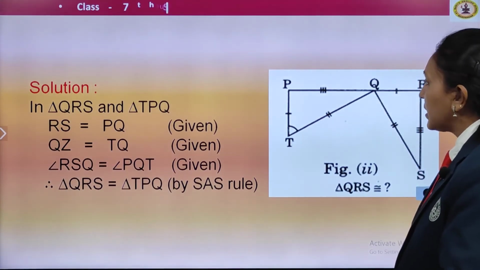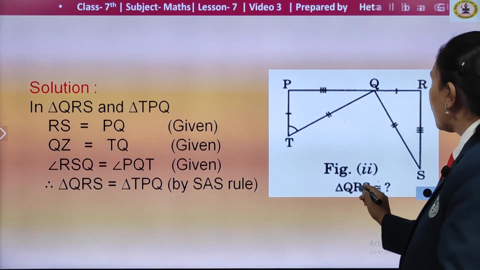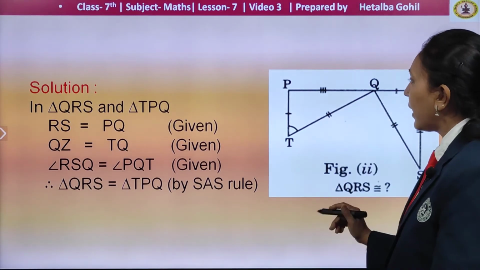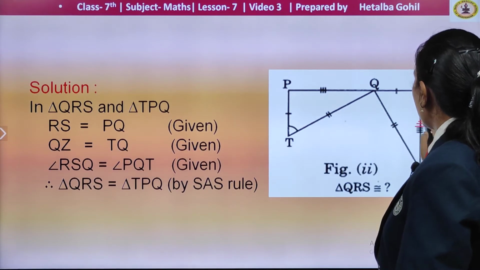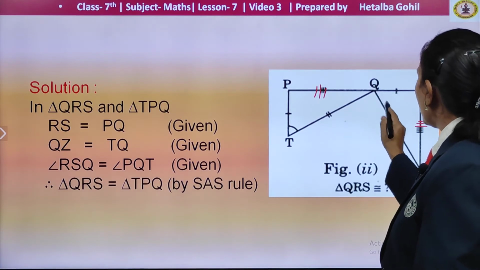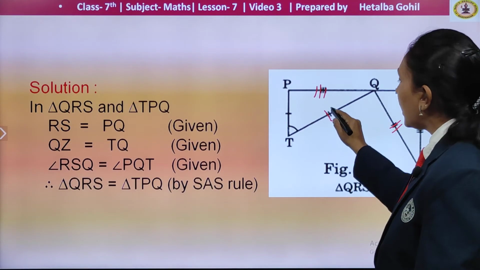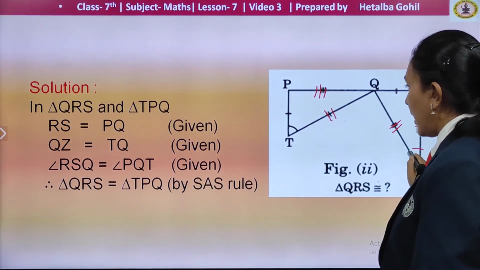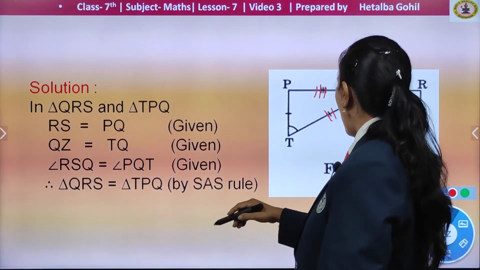One more figure with the same question here. We have to find the triangle congruent to triangle QRS on the basis of the given correspondence. So, in these two given triangles, children, you can see RS is equal to PQ, then QS, children, equal to TQ, and angle RSQ and PQT, this angle is equal.